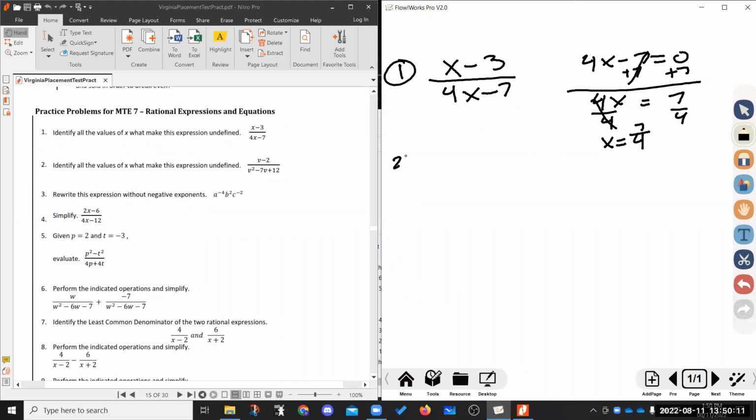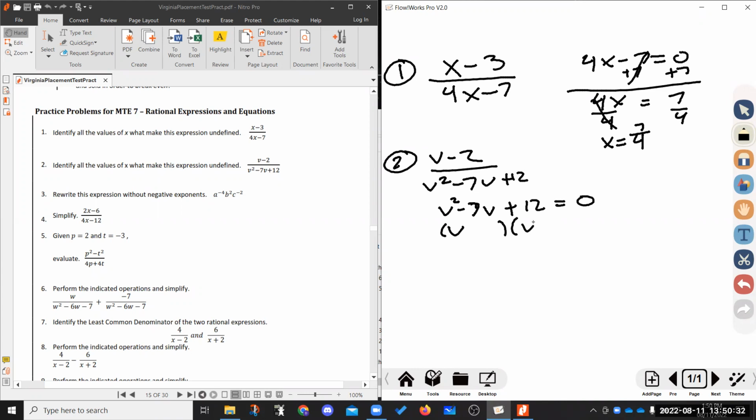Number 2 asks us to do the same thing again, but the expression here is v minus 2 over v squared minus 7v plus 12. So we're going to have to factor first. Factor that denominator, v squared minus 7v plus 12, set it equal to 0. The signs are the same. They're both negative. And we're going to have 3 and 4 as our factors of 12 that add together to give me 7, but they're going to be negative 3 and negative 4, since it adds to give me negative 7. Set it equal to 0, then set each factor equal to 0. This is going to be an and statement.